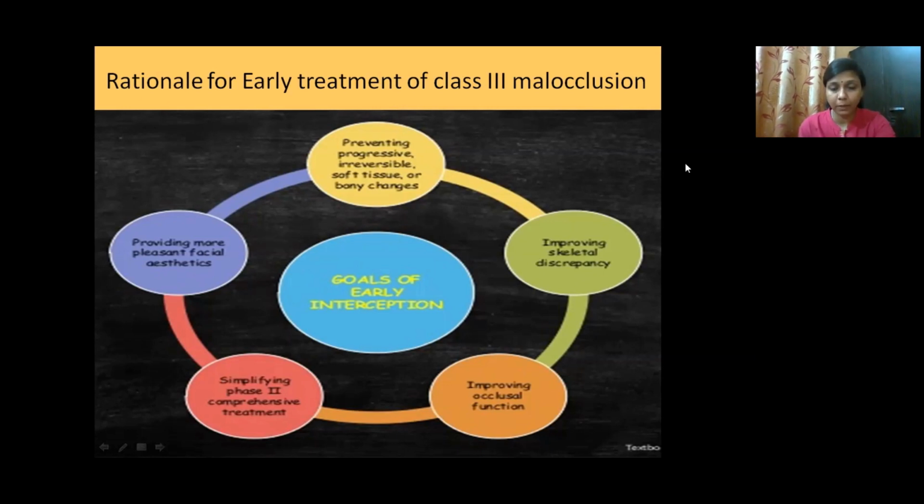If we are able to correct the skeletal discrepancy to a certain extent, then the final phase of treatment, that is the phase 2 comprehensive treatment, will be much easier to go through. So at an early age, early treatment will also provide a more pleasant facial aesthetic to the patient, and it will be a boost to the patient.